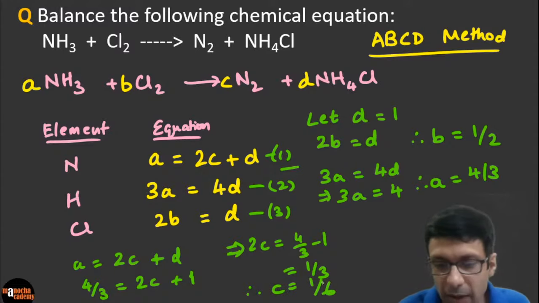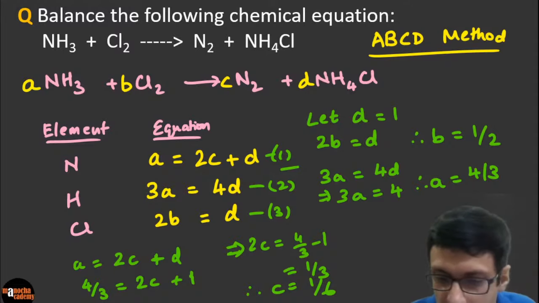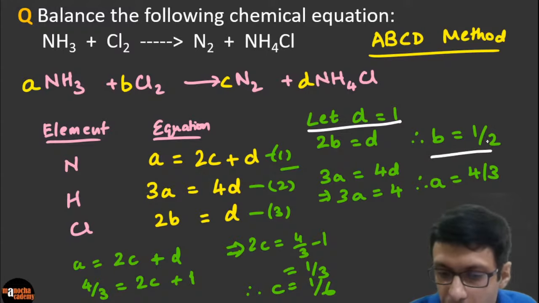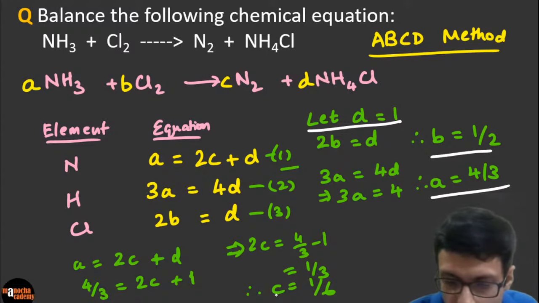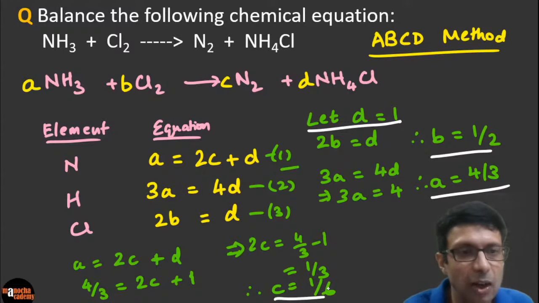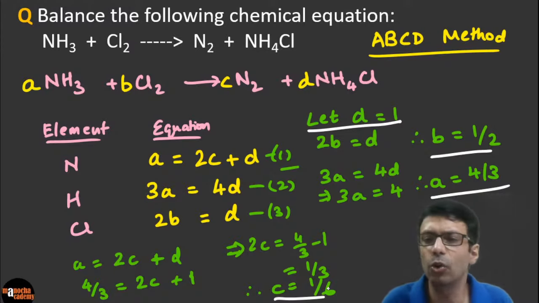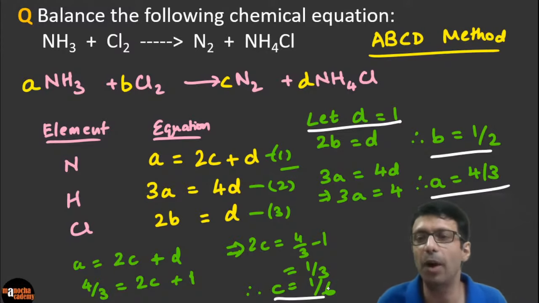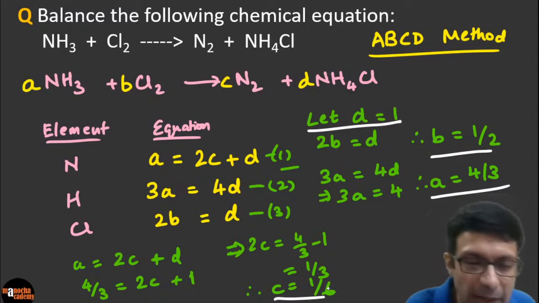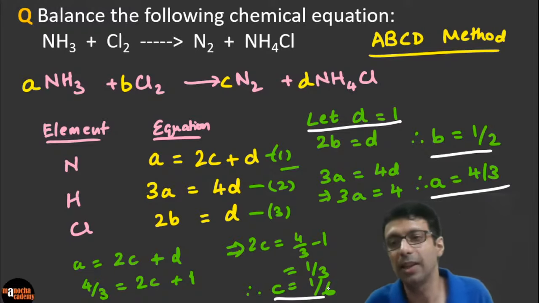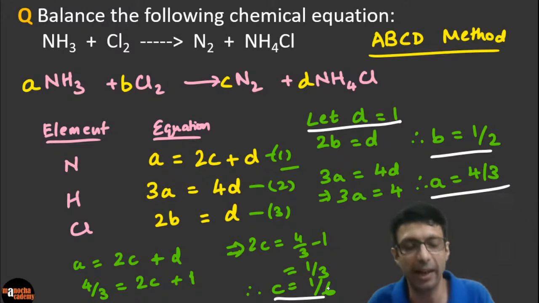So all of you got that? Guys, take a look. We found these numbers. We let D equal to 1. We have found B equal to half from here. We have found A equal to 4 by 3, and we have solved for C. So take a look at this very easy, very powerful technique. If you can't balance any equation, you can use this in the exam and solve it in 1 or 2 minutes. So you won't have to worry about balancing any equation.